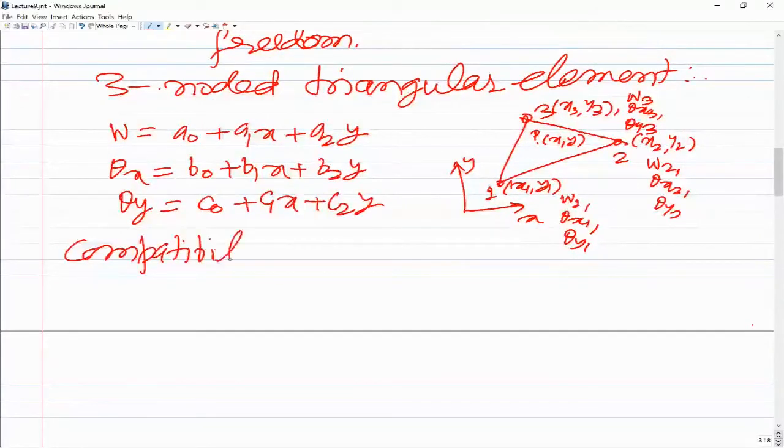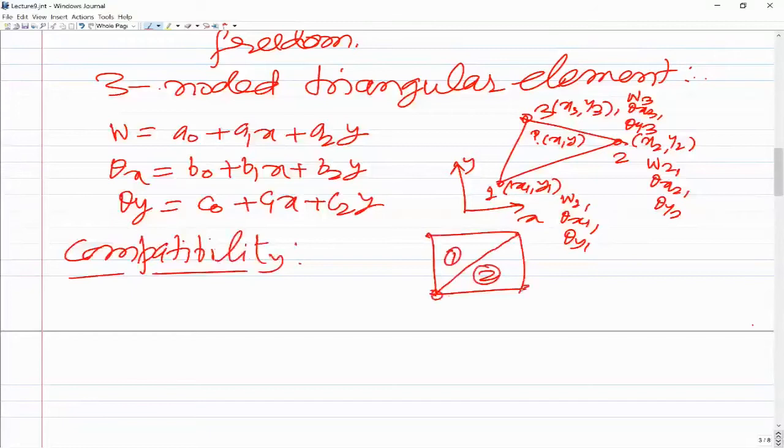Now let us check the compatibility. If you remember, I talked about compatibility in the plane stress, plane strain elements. The same logic holds here. Let us say we have a rectangular geometry and we discretize that into 2 triangles. This is element 1, this is element 2, and these are the nodes 1, 2, 3 and 4. Boundary 1 4 is the common boundary between element 1 and 2.